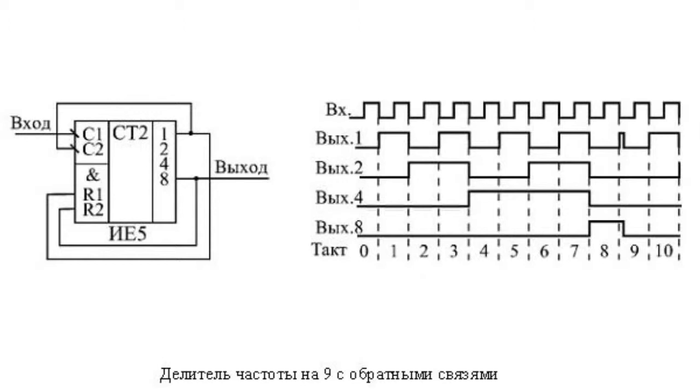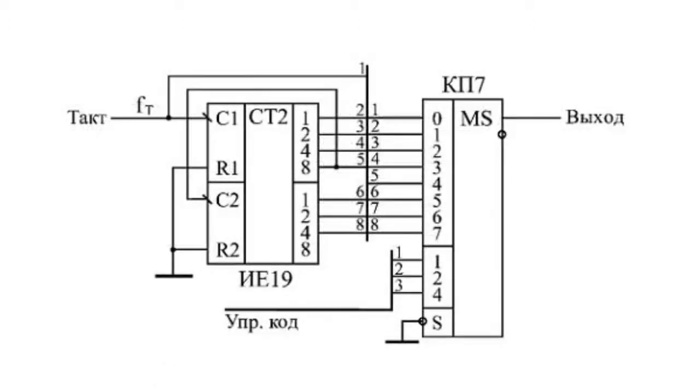Sometimes input signal frequency needs to be divided by an arbitrary number. In this case, by introducing feedback, we can organize counter reset when it reaches the required code. Controlled frequency dividers can also be constructed on asynchronous counters. These are dividers with an output frequency determined by a control code.